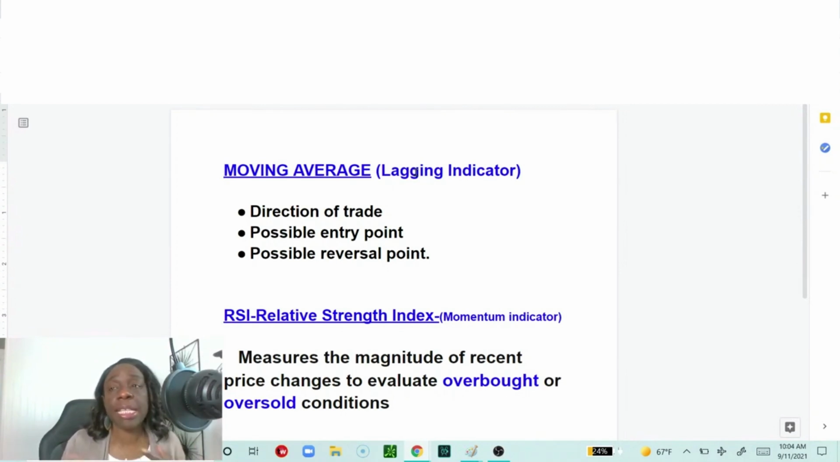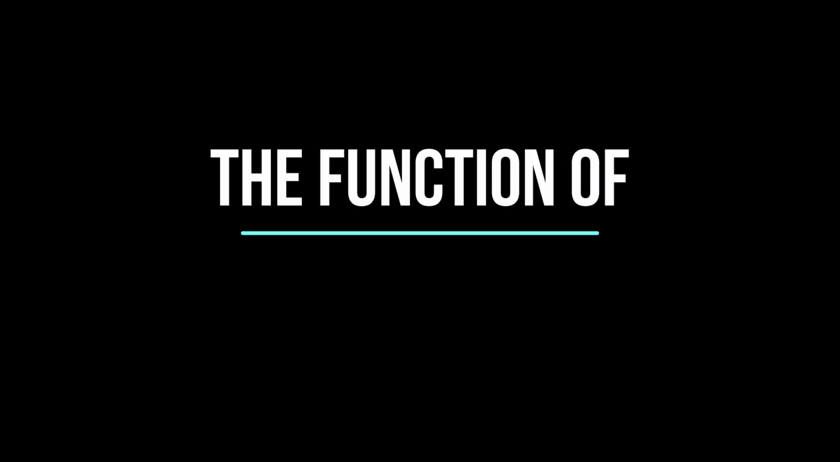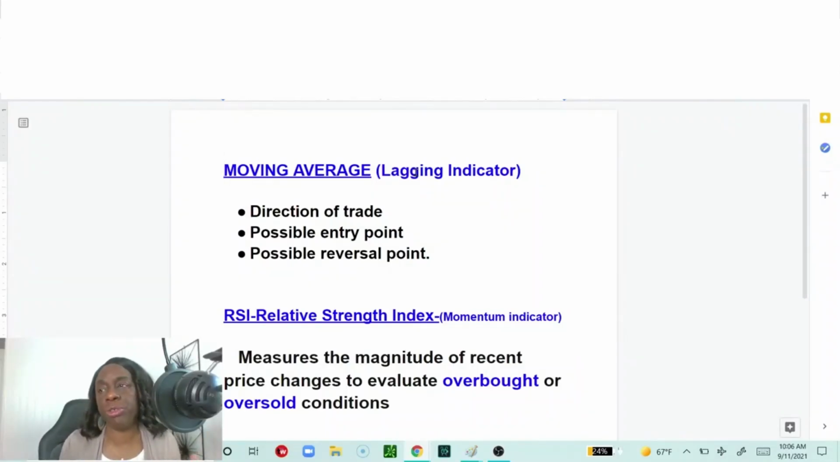forth. And it is a lagging indicator, and a moving average is an indicator that you can put on your charts. And so having them on our charts helps us to understand average price and where price action is in relation to average price. And so what does a moving average do for you when you have it on your charts?